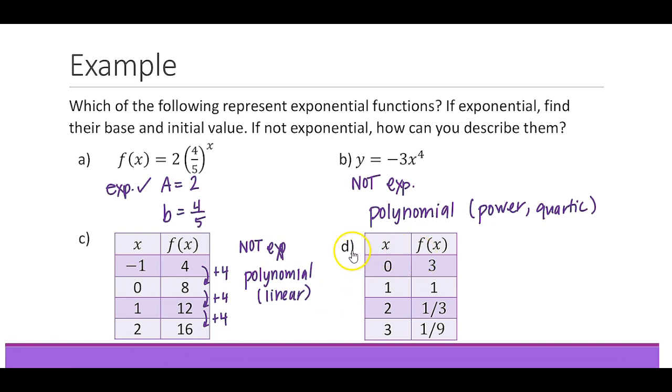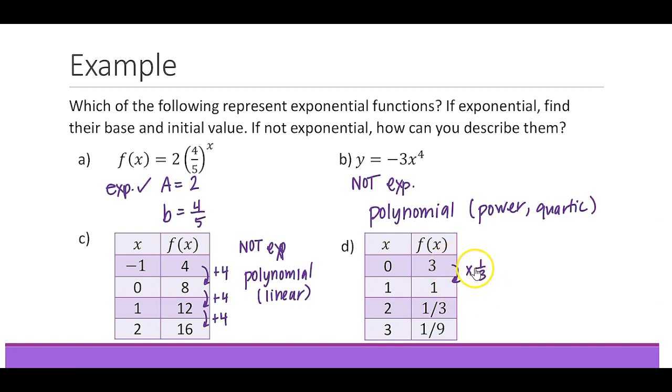And then in part D, I have another table where x values increase from 0, 1, 2, 3, so increase by 1 every time. And my outputs, f of x, start at 3, and then I have 1, then I have 1/3, then I have 1/9. So what's happening here is to go from 3 to 1, I'm dividing by 3. Another way to think about that is multiplying by 1/3. Division by 3 is the same as multiplication by 1/3.